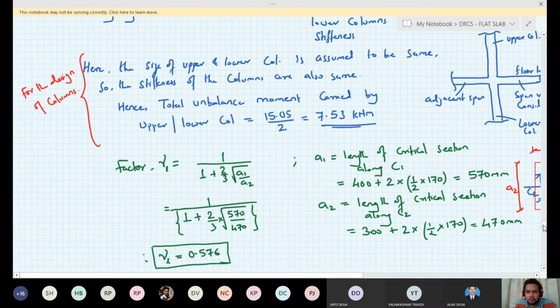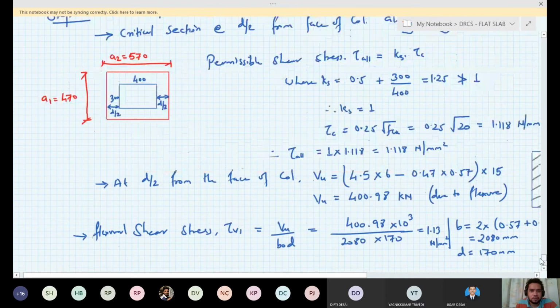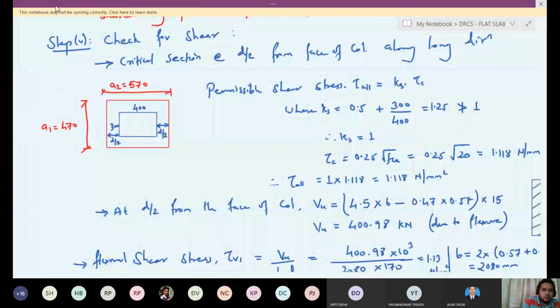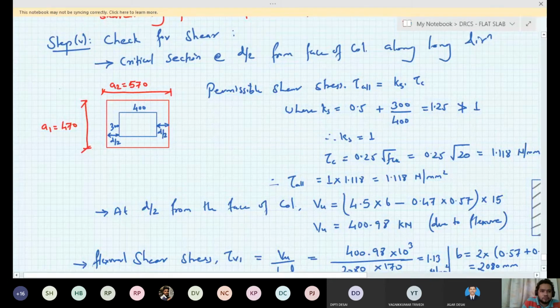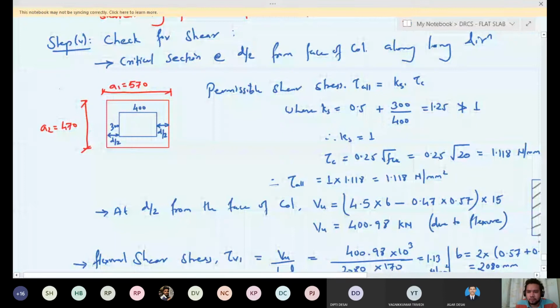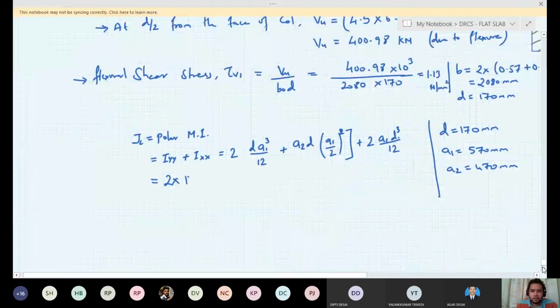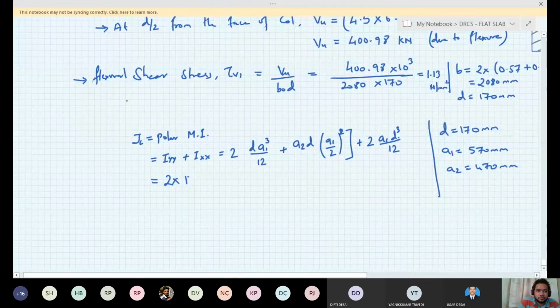So this is actually A2. This is A1 and this is A2. Okay, so we can substitute the values here.